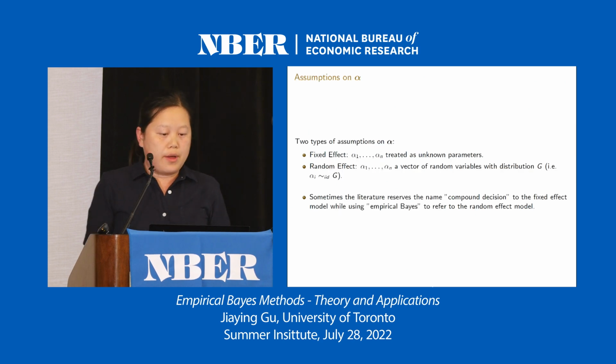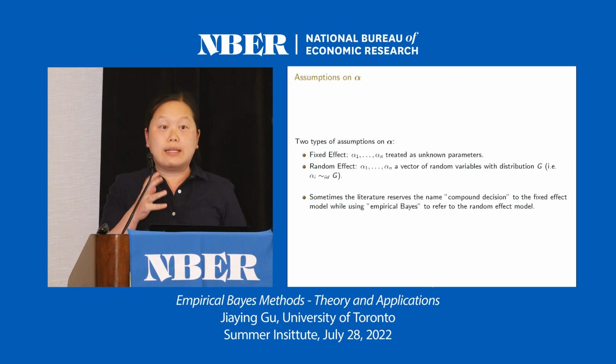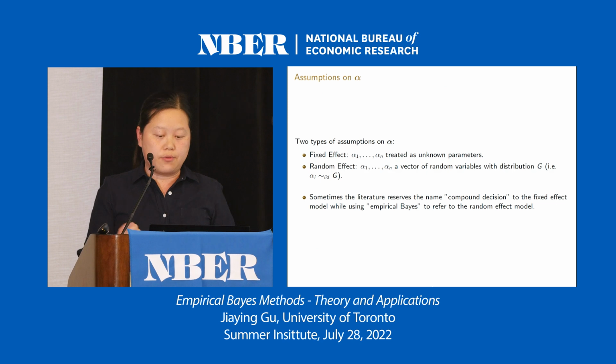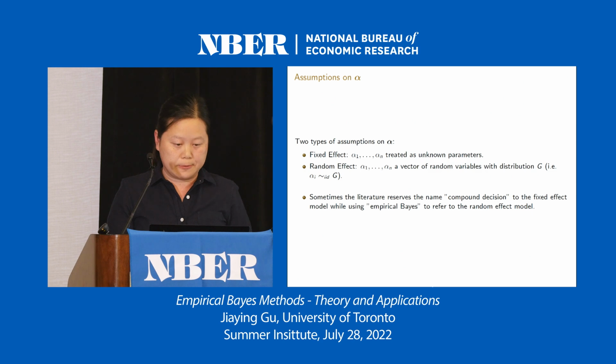Okay, so now there are two types of assumptions that one could consider imposing on the vector alpha. One is the familiar fixed effects model, where this vector alpha is just treated as some unknown parameters. The other, slightly tightened assumption, which is the random effects model, is to consider this vector alpha as a vector of random variables coming from some common distribution G. For instance, alpha i's are just random IID draws from the distribution G. Sometimes the literature reserves the name compound decision to correspond to the fixed effects model and reserves the name empirical Bayes for the random effects model, but that's really just terminology.